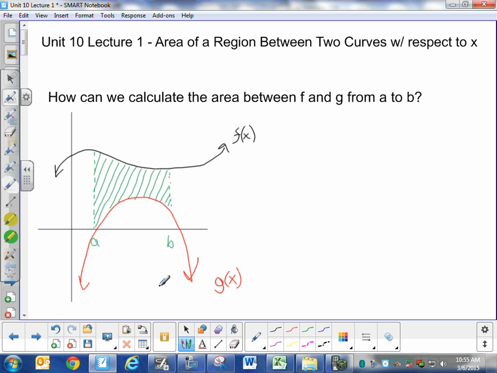Unit 10, Lecture 1 of 4. Only 4. It's on the area of a region between two curves with respect to x. And what we're going to be doing is finding that area in green.